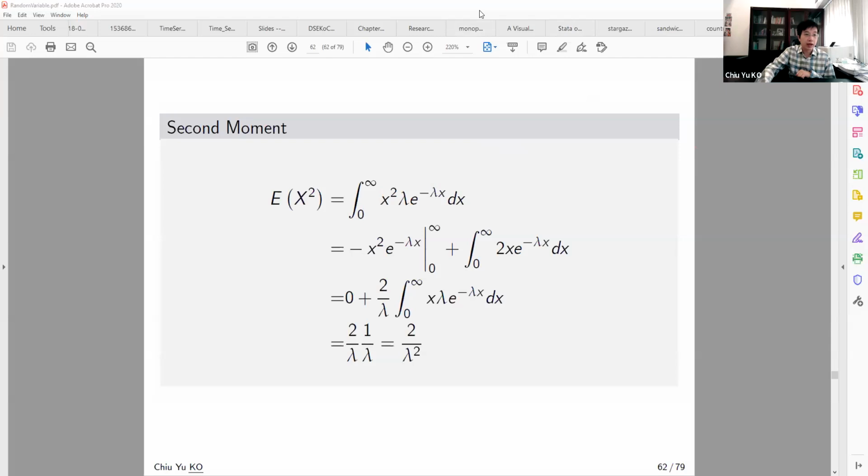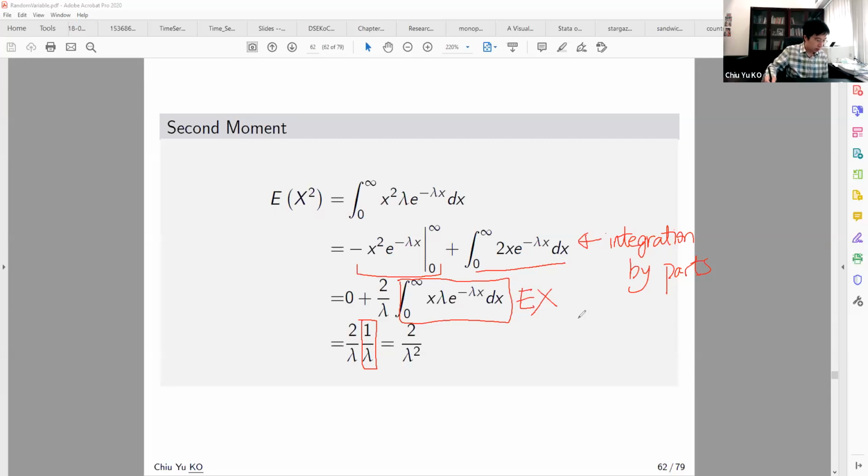And here to get the x squared again, I use integration by parts, do it once. And here, once you do by parts, here is the mean of x. This is the mean of x. So that's why I get 1/lambda. So I have to do integration by parts. I want to highlight this point. And this is standard, this is by definition.